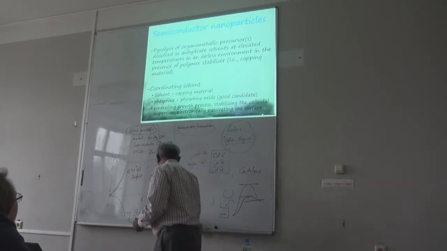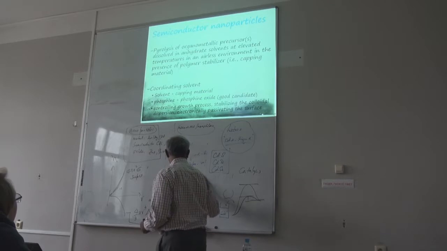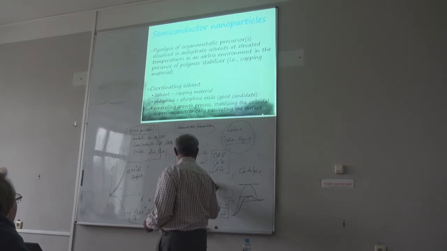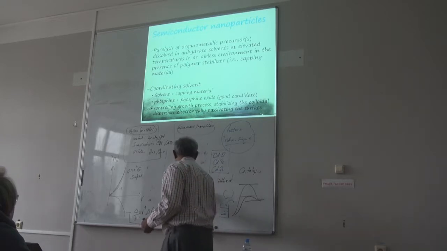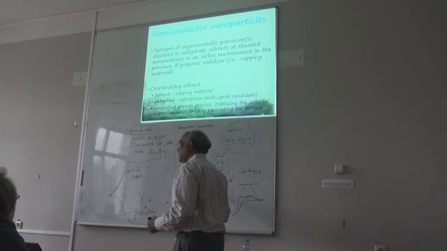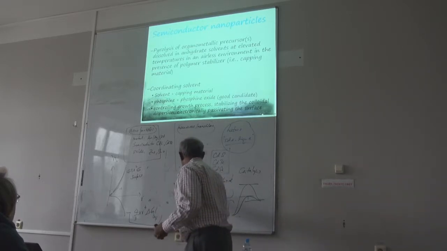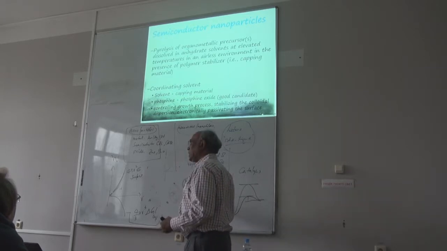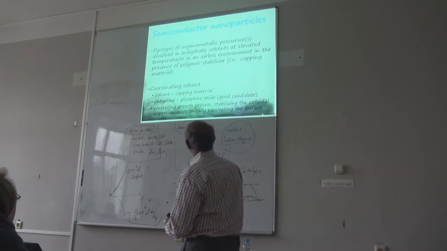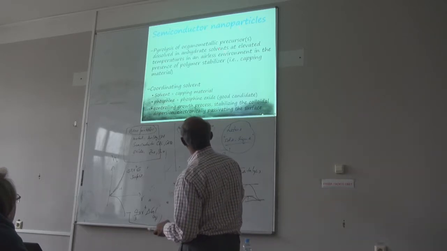So you can have, for example, dimethyl telluride. That means you have tellurium and two methyl groups, right? So you have some tellurium attached to this. So this is organic with the metal. This is a metal organic compound. So you have to have that metal organic precursor.